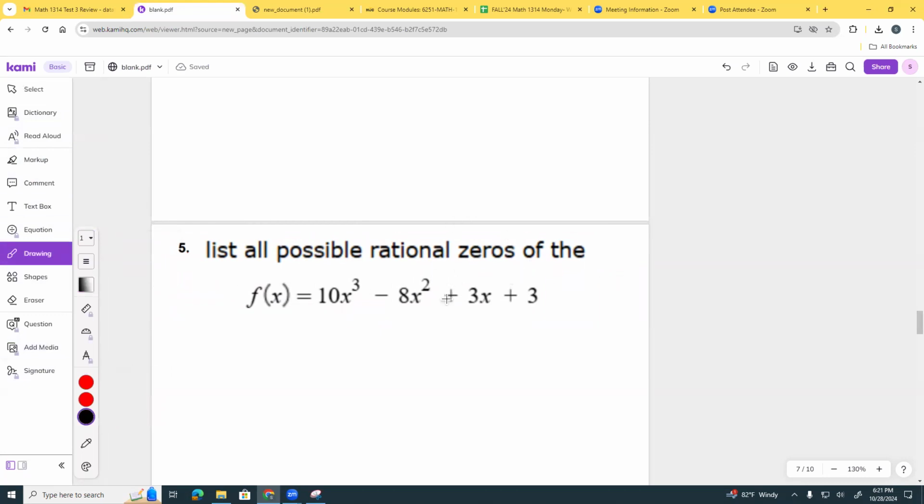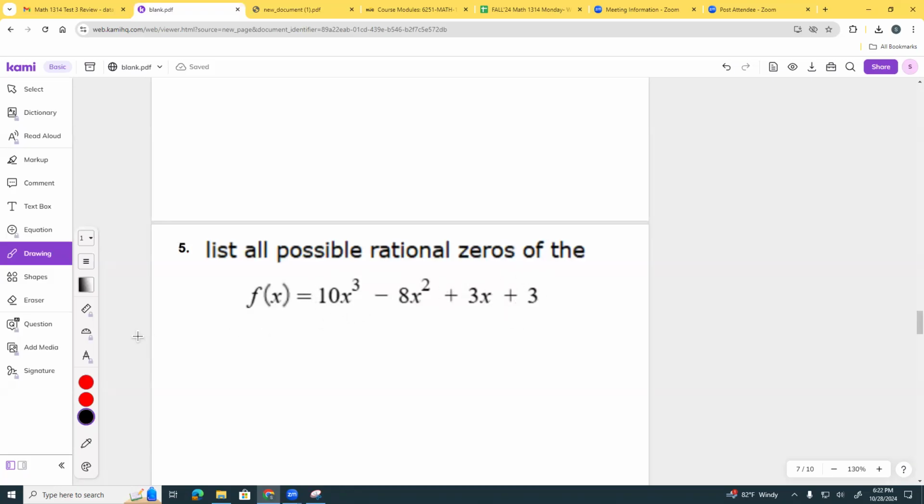Question 5 states, if you have this polynomial function, how do we list all the possible rational zeros? So we're not finding the real zeros. We're just giving them the possibilities, right? Does anybody remember how to do this? Is that how we do it?